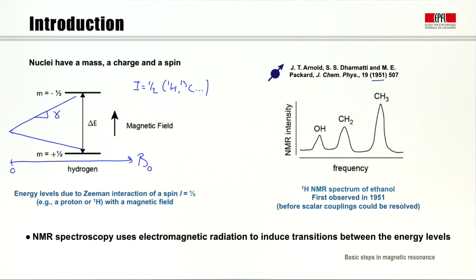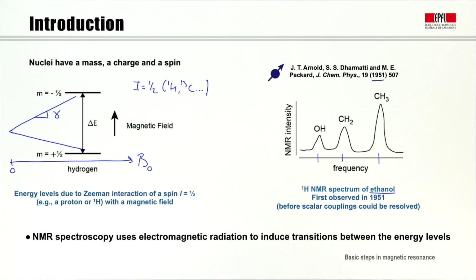So what you see here is actually a proton spectrum of ethanol. Now, ethanol is a very popular molecule in Lausanne and the environment because this is a wine-growing area, and therefore it's not surprising that they looked at the spectrum of ethanol. And what do we see? Well, we see distinct resonances for the hydroxy proton, for the CH2 protons and the CH3 protons, and they are in fact displaced because they have different chemical shifts.